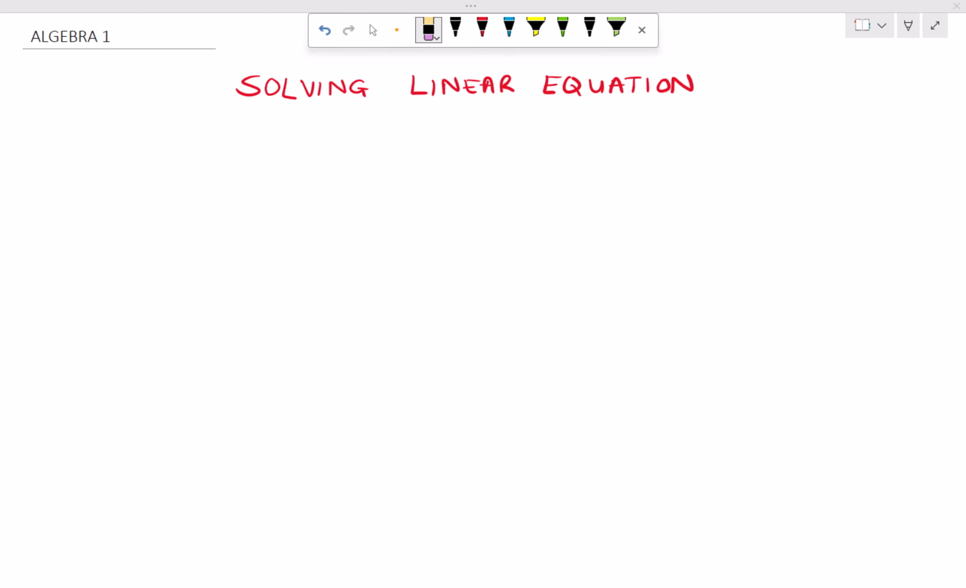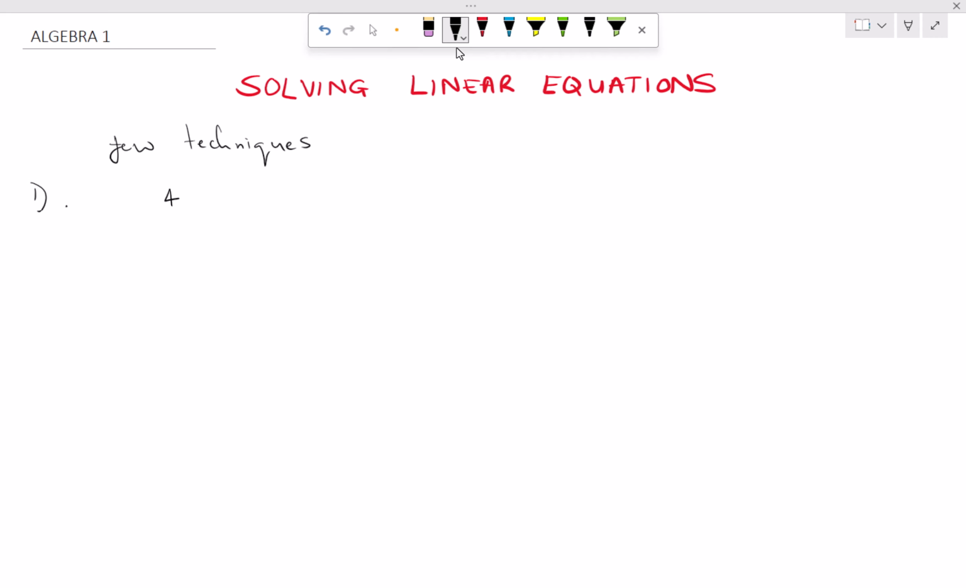So in this video, we're going to look at solving linear equations. When we're talking about linear equations, we're talking about an equation that contains only one variable, and the highest power of that variable is 1. That is what we call a linear equation. I want us to look at a few techniques that you can use. So technique number 1.